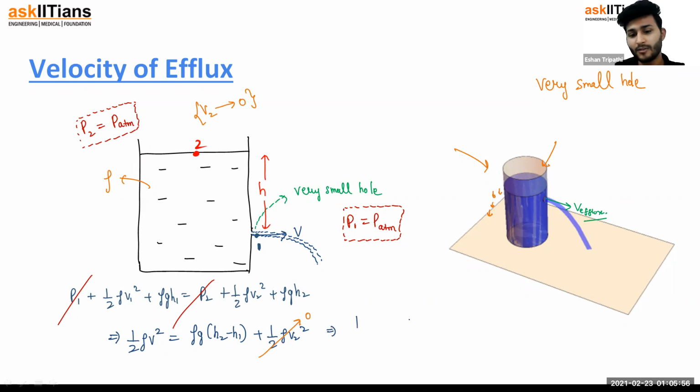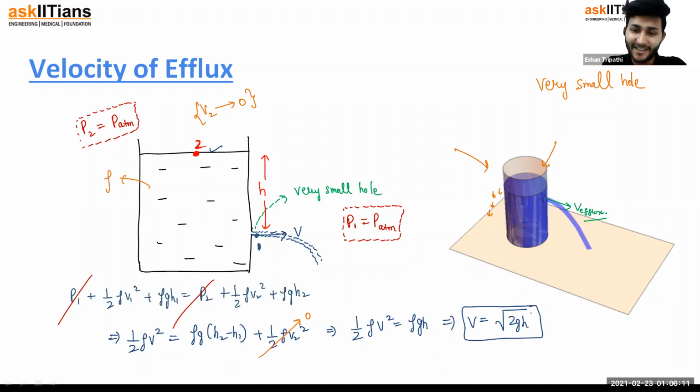And we will say half rho V square equals rho g (H2 minus H1), the height difference between point 2 and point 1, that is given as H. So interestingly, rho cancels rho and V becomes root 2gh, like the speed in free fall. This is the interesting part. The water comes out as if it has fallen from this height h. It's a matter of coincidence. You can call it conservation of energy because Bernoulli has been derived from conservation of energy. But yeah, the answer comes out to be the same.